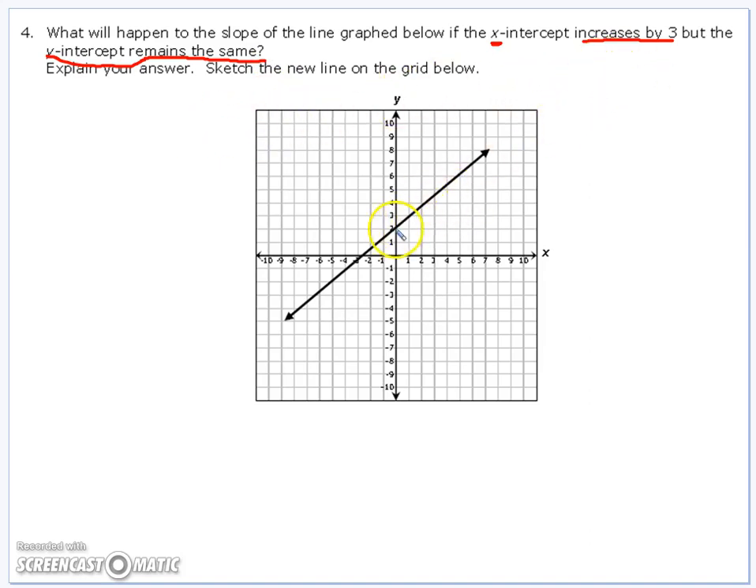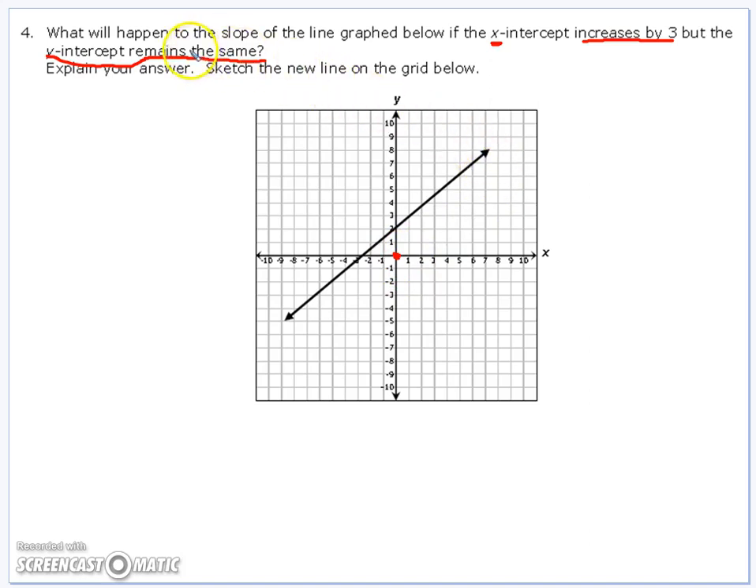So here, right now, the y-intercept is at 2. That's supposed to stay the same. We don't want to change that. But the x-intercept should increase by 3. Well, right now it's at negative 3, and we want to increase that by 3, meaning add 3 to it, right? It's going to go up to 0. Negative 3 plus 3 is equal to 0. So my new x-intercept will be here.